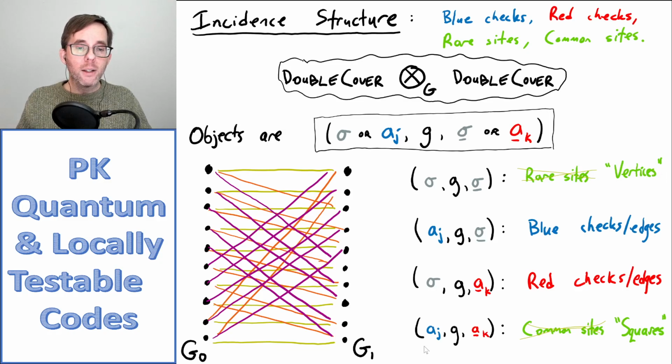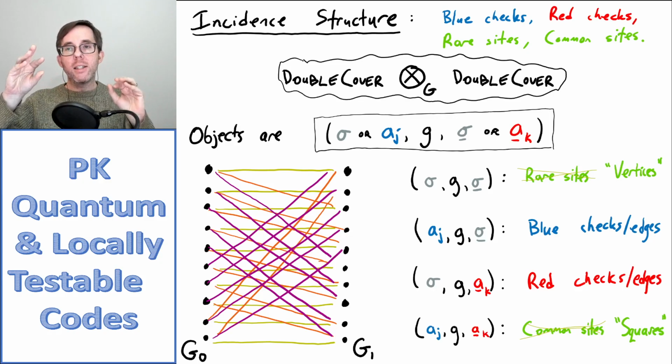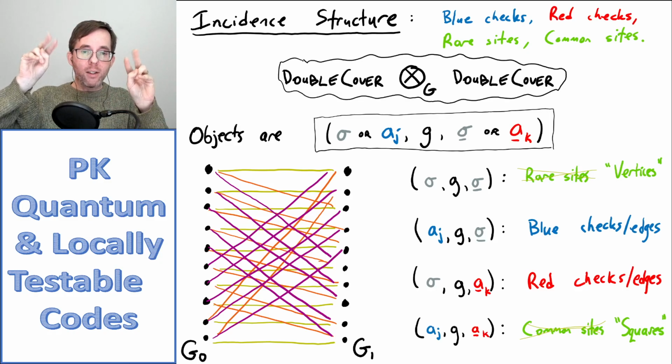And on the other hand, let me skip to the bottom. When you have a generator on both sides, the objects that look like blue generator, G, red generator, these will be what we used to call common sites, but we're now going to call them squares. Ultimately, the sites for our qubits will be these vertices and these squares. So it's a bit different from the toric code. For the toric code, you're thinking of the bits happening on the horizontal edges and the vertical edges. No, the way they're doing it here is the bits sit on vertices and squares.